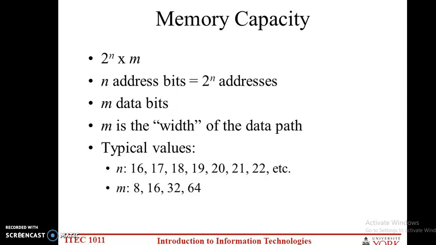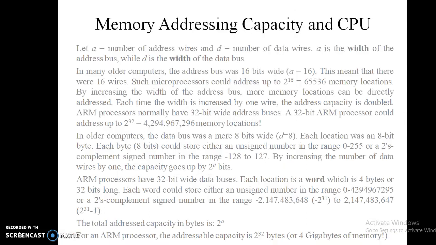Next, the memory capacity is calculated by using 2 power n into m. N means address bits. N address bits equal 2 power n addresses. M means data bits. M is the width of the data path. Width means how many bits it can carry. The typical values of n can be 16, 17, 18, 22, etc. M can be 8, 16, 32 and 64. This is the concept of the memory addressing capacity and CPU.